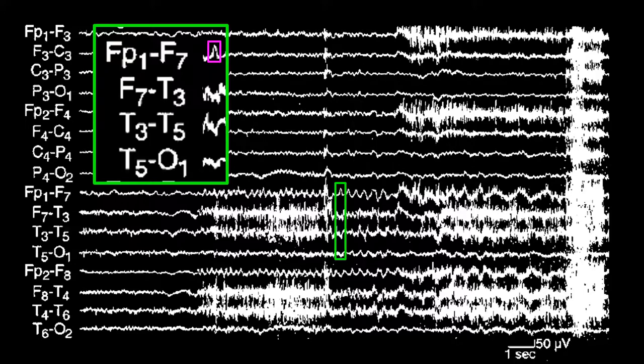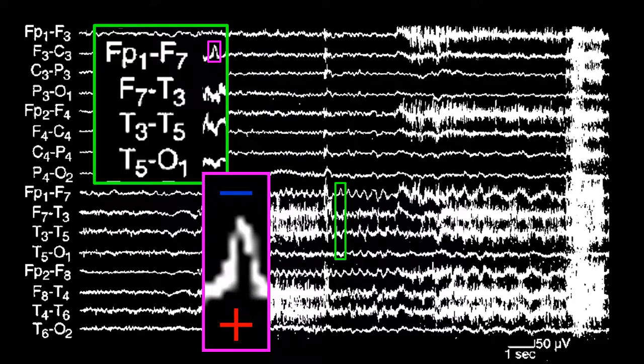Next, I select from the derivation the best looking wave. In this case, I have chosen the most anterior one, which I have surrounded by a magenta rectangle, and I will further enlarge it. As you can see in this frame, I have done so to determine its polarity. The polarity of this wave is negative at FP1 in relation to being positive at F7.